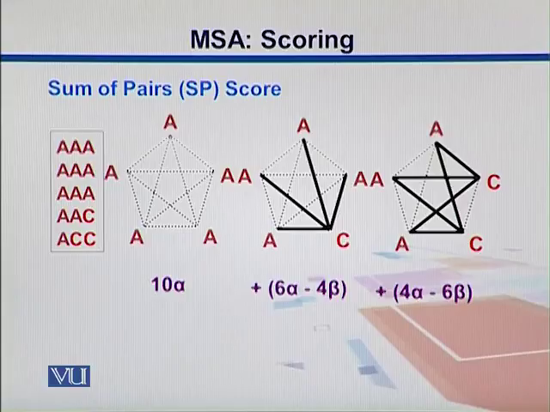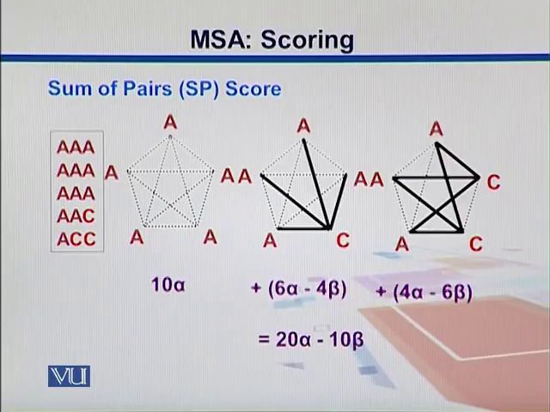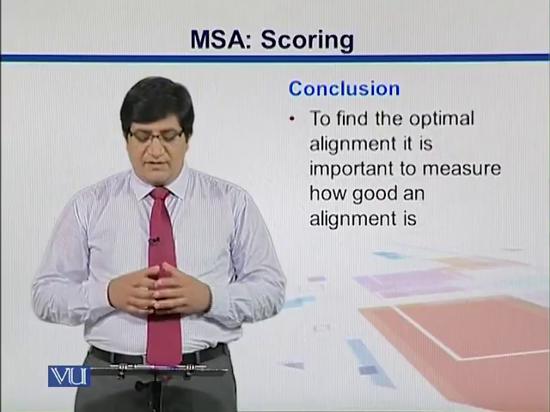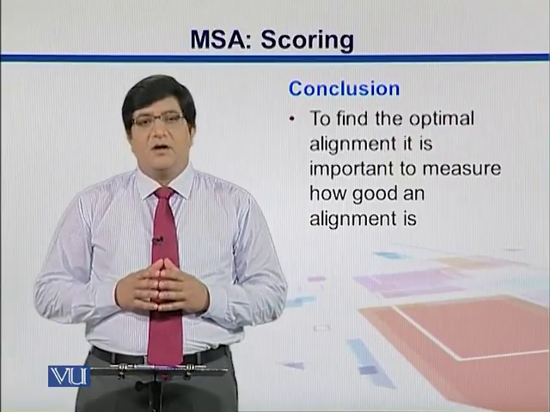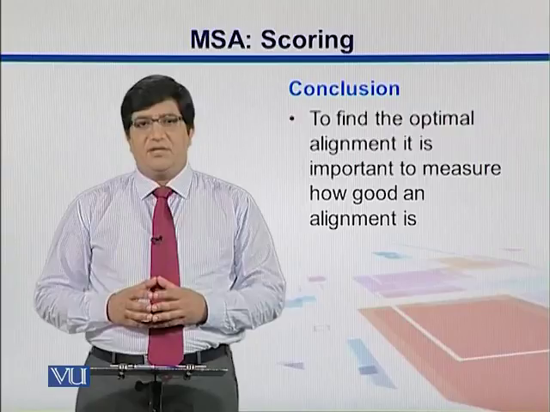You come up with your scoring schemes, whatever you have defined, you put into your matrices, but overall the relations or the formulas go like this. And what about the overall alignment score in this case? We have 20 alphas, 20 match scores, minus 10 betas. That will give you the overall score for this alignment. I guess with this example it has become clearer how this sum of pair scoring is done. So in order to find the optimal multiple sequence alignment, it's important to measure how good the alignment is, and for that we need a scoring scheme.